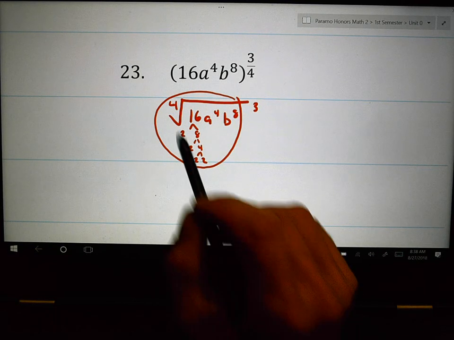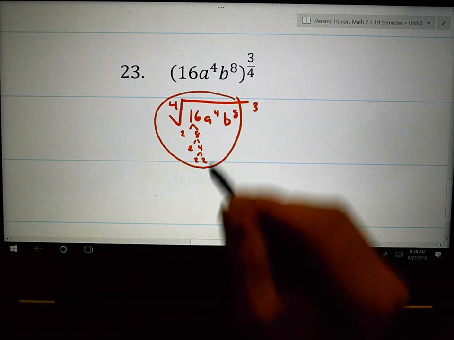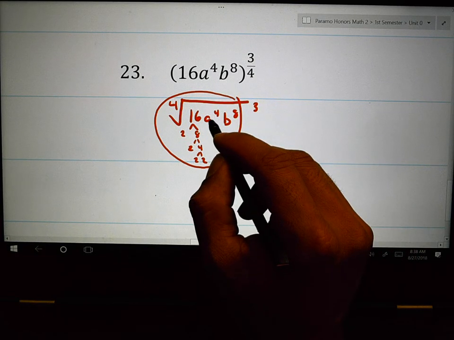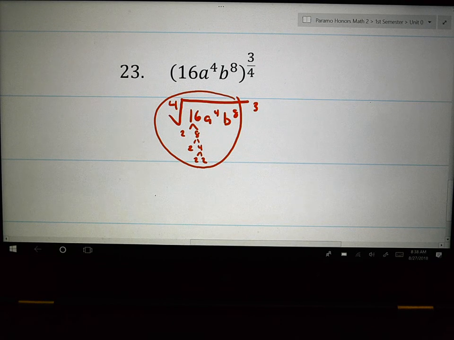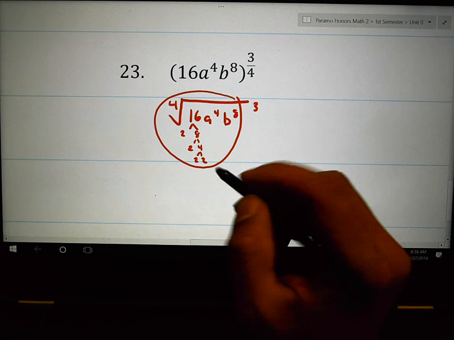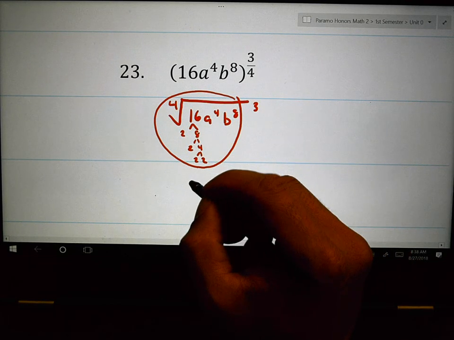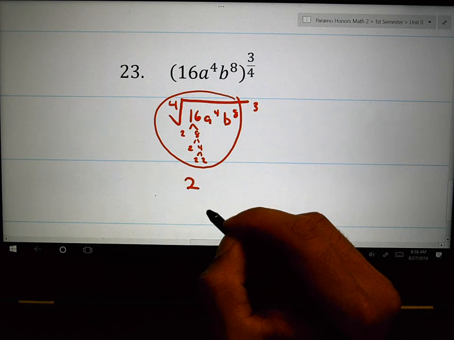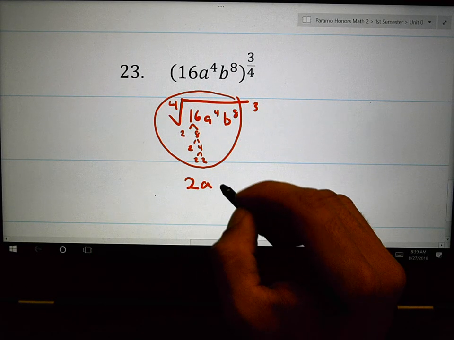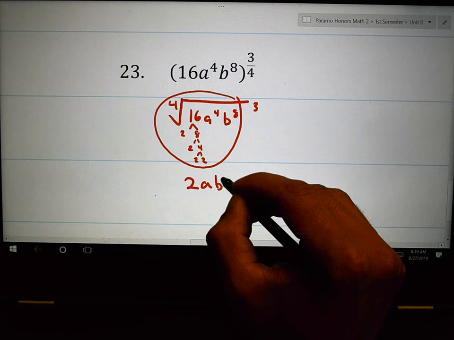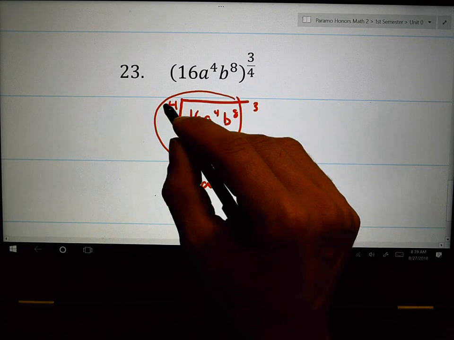Let's simplify. The fourth root of 16, I bet you know what it is. And the fourth root of a to the 4th and the fourth root of b to the 8th, I bet you know what it is. Please tell me what it is out loud. The first number is what? Say it out loud. 2. The first letter is what? Say it out loud. A. And the next letter is? B squared. Good. Now that is a group.